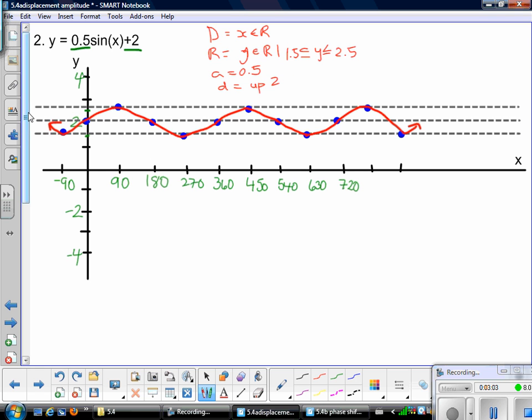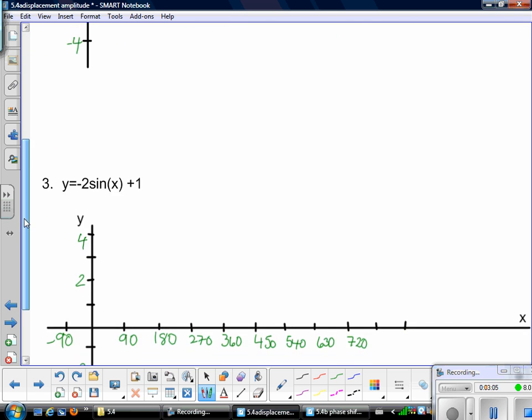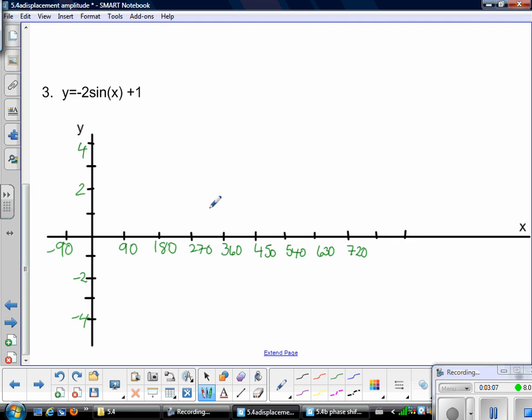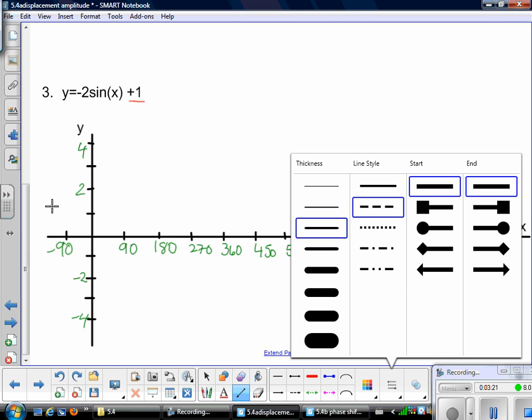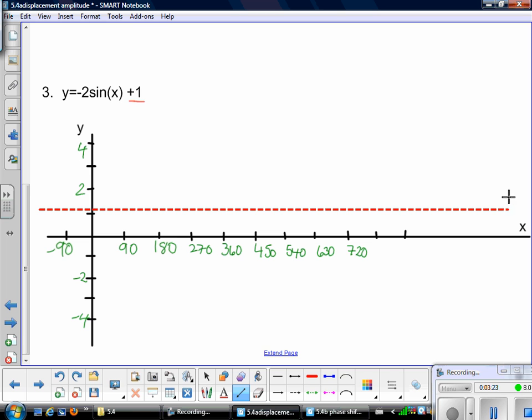Okay, so that's that one. Let's go take a look at the next one. Okay, so the next one, again, my axes are labeled. I look first of all at my vertical displacement, which is +1. So I know that I need to put a dotted line there, and we'll do it in red just to make life different. So at +1, and just move it down a tiny bit.